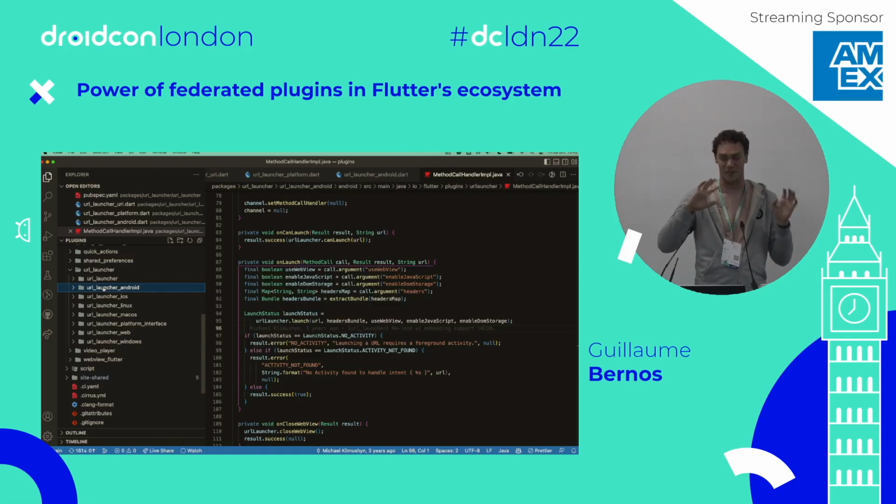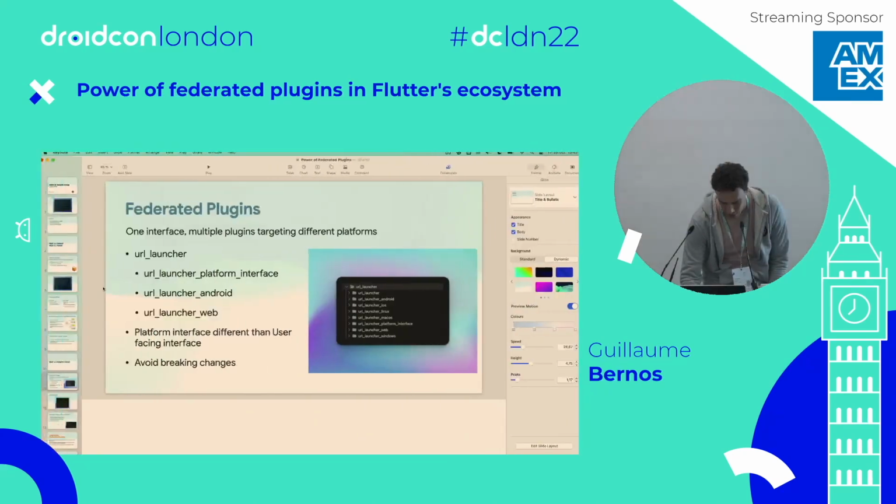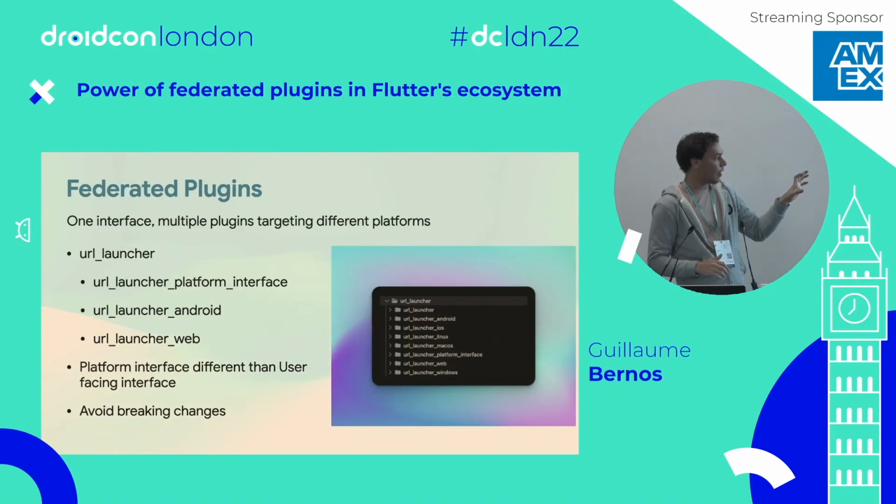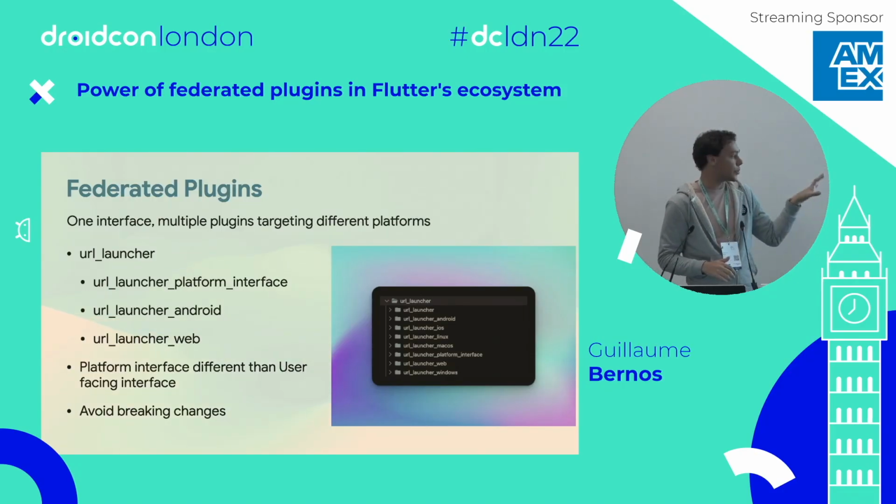So it's a lot of files. You have to go through four or five files just to understand how the request is processed. Once you have that, it's really easy to maintain, because I don't have to touch URL launcher Android if I only make a modification for iOS, for instance. So yeah, that's basically how it works. As I've said, the platform interface is different from the user-facing interface, and it helps avoid breaking changes a lot.